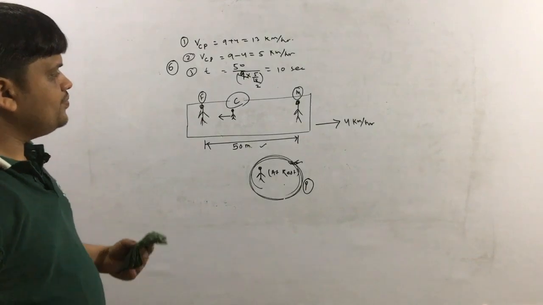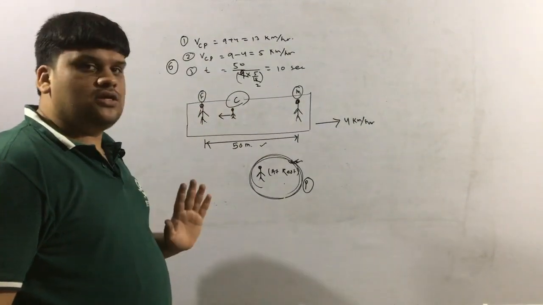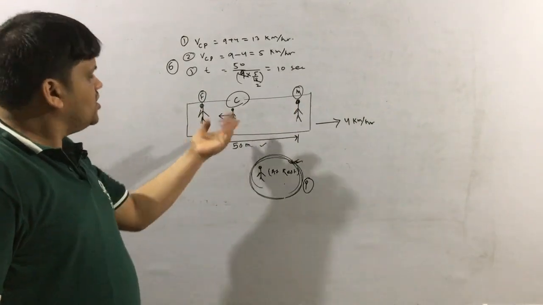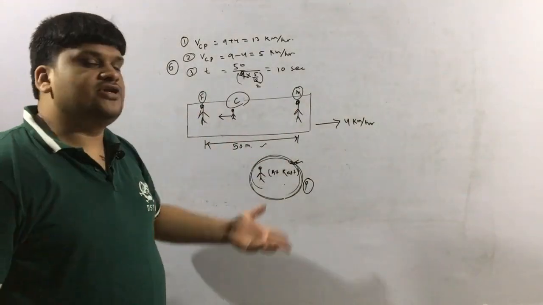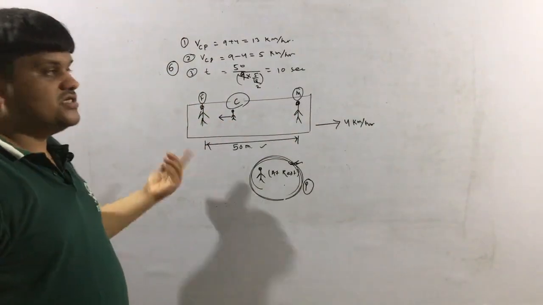So, in 10 seconds, if it is moving from here to here, the distance is 50 and the speed is 9. If it is moving from here to here, same thing, the distance is 50 and the speed is 9. So the time taken will be the same in both cases.